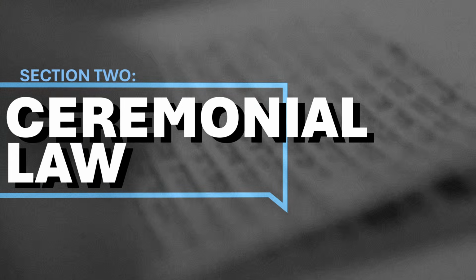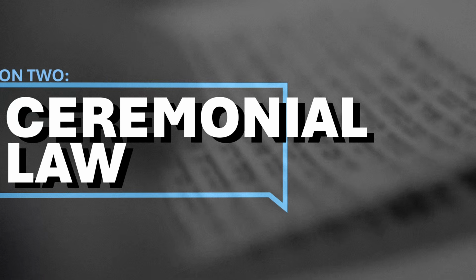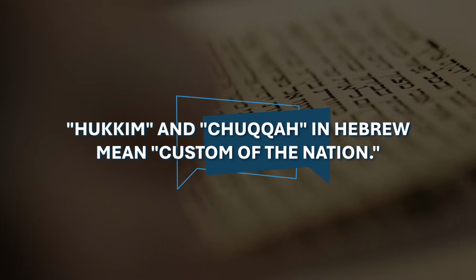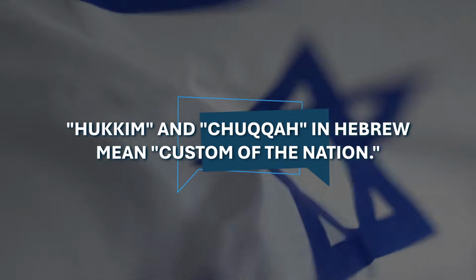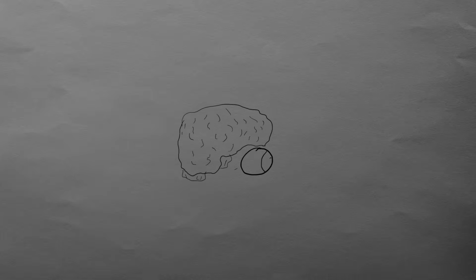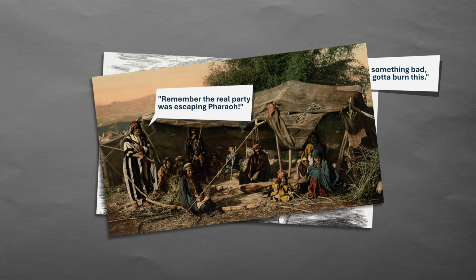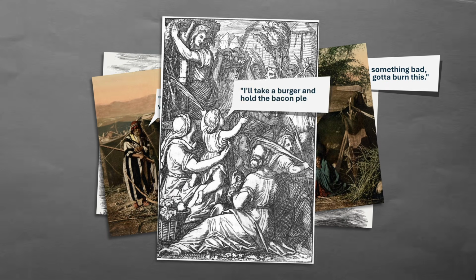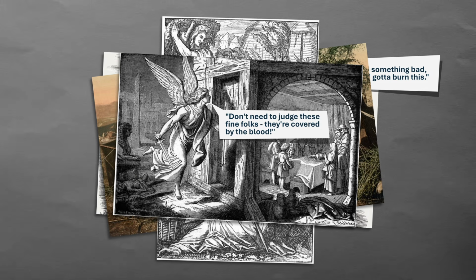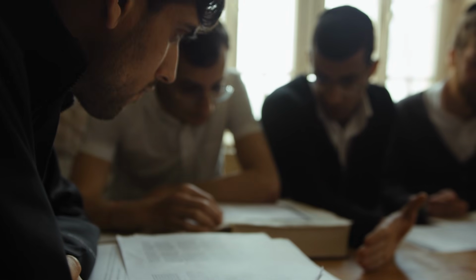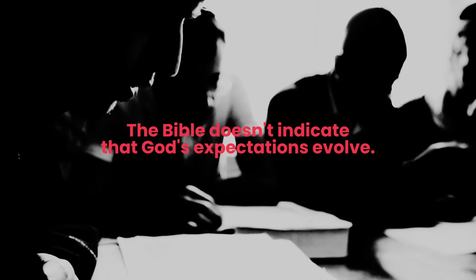The next category of law is ceremonial law. The ceremonial laws are called hukim or chukah in Hebrew, which literally means custom of the nation. These statutes seem to focus the adherents' attention on God, with instructions on regaining right standing with God, remembrances of God's work in Israel, specific regulations meant to distinguish Israelites from their pagan neighbors, and signs that point to the coming Messiah. Some Jews believe that the ceremonial statutes evolve as societies evolve, effectively changing God's expectations of how his followers relate to him. To be clear, this view is not indicated in the Bible.